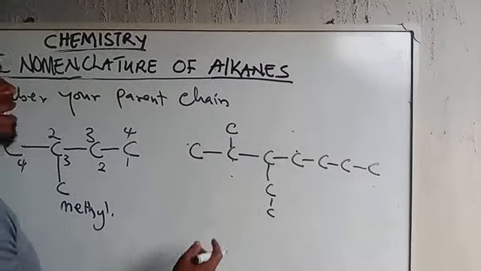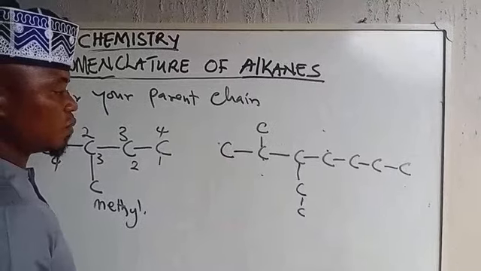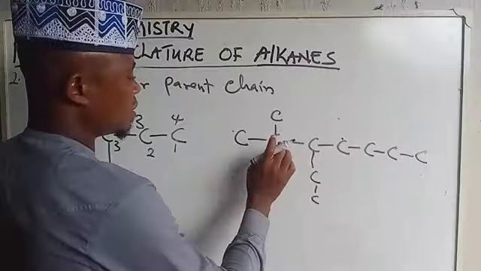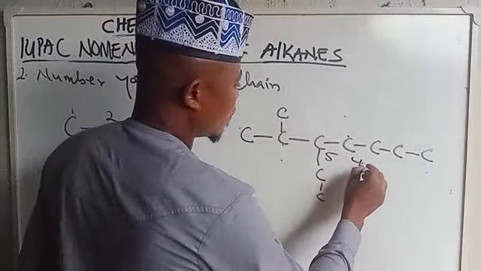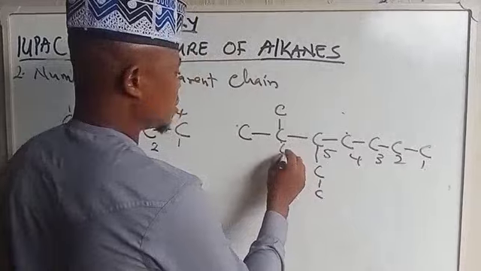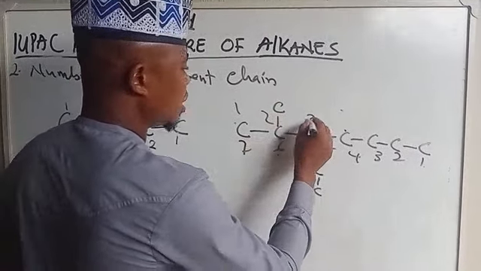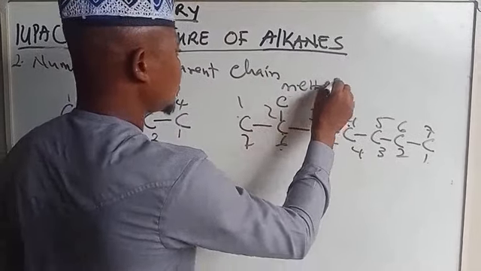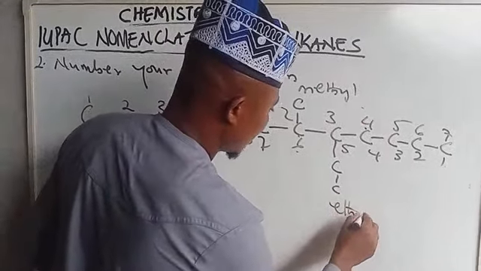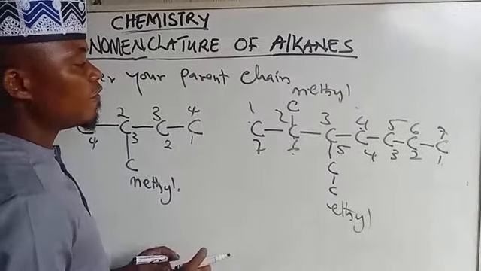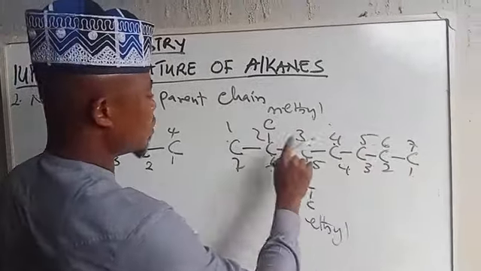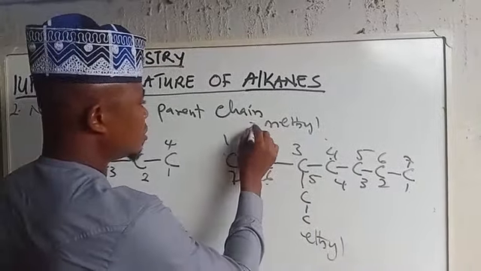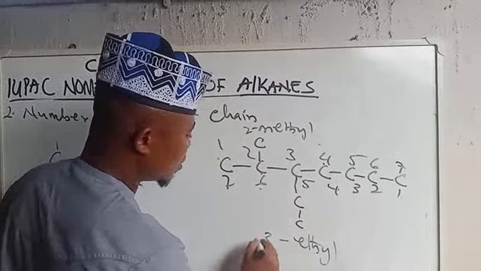So, number from the side that gives the side chain the smallest possible number. If you number from this side, 1, 2, 3, 4, 5, 6, 7, this is going to be on carbon 5, 4, 3, 2, 1, 6, 7. This one is a methyl. This is an ethyl. Now, the direction that gives us the least number is this direction because 2 is smaller than 5. So this is on carbon 2, while this is on carbon 3.